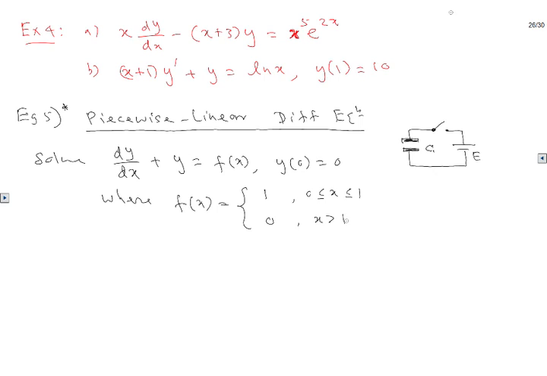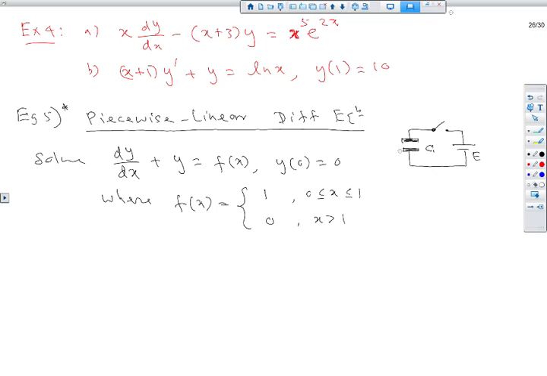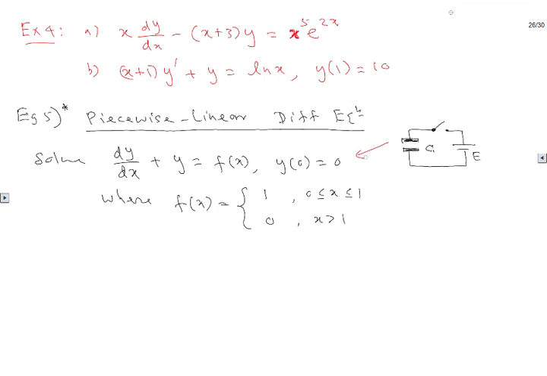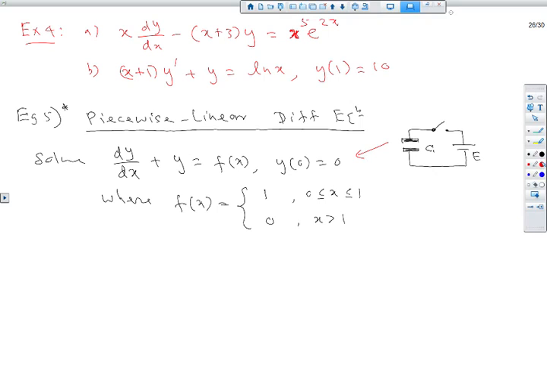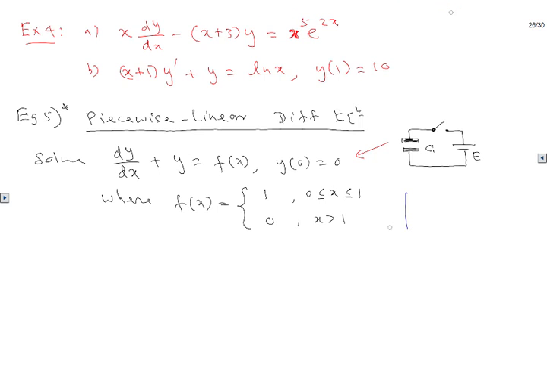So the question is, what is the charge? How is the charge going to behave? The differential equation for this one is going to be like that. We can discuss later when we talk about applications. Good. So let's try to solve this equation. What is the graph of this one? The graph is like this. It is 1 from 0 to 1, and after that all of a sudden it is 0.